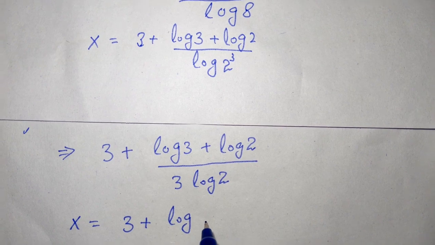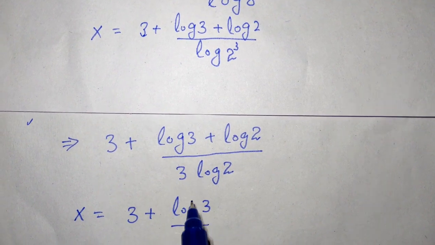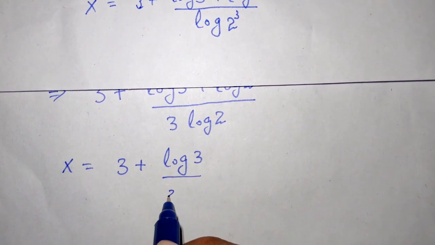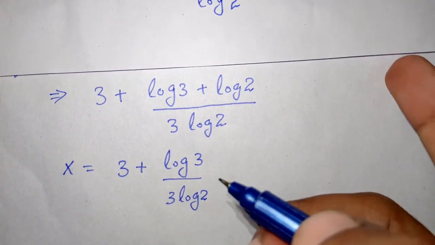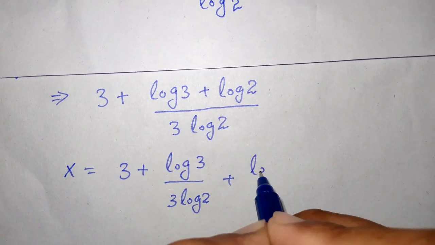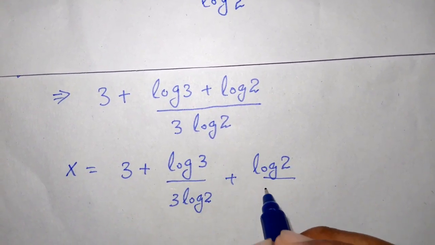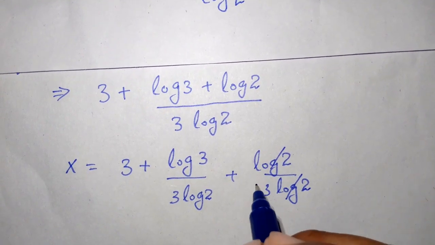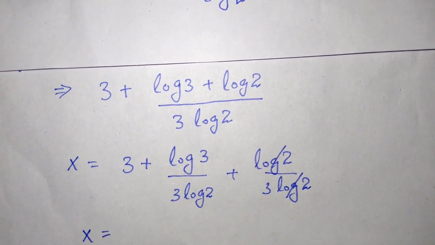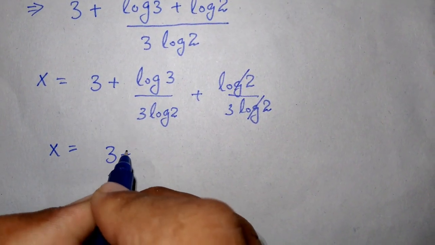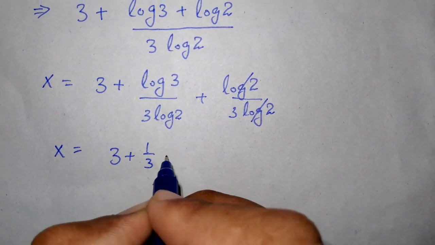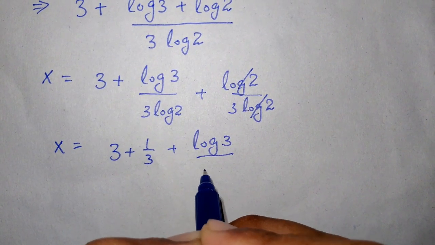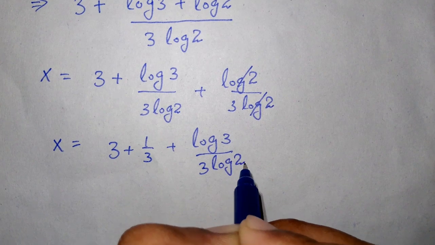log of 3 divided by 3 log of 2 plus log of 2 divided by 3 log of 2. Now this log of 2 cancels with this log of 2. Here 1 over 3 is left. So x is equal to 3 plus this 1 over 3 plus log of 3 divided by 3 log of 2.